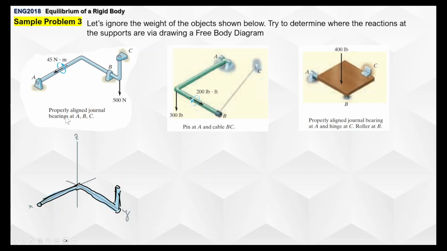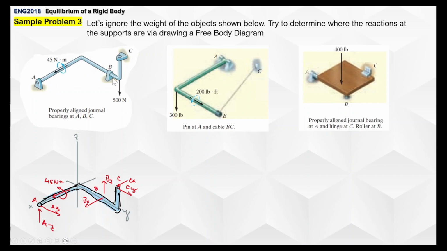So in this case, this is an aligned journal bearing. So this one is trying to prevent AZ and AX, basically. AZ and AY pala. So we assume them on the positive directions again. So AZ going up, AY going the positive axis, and then we reflect yung 45 Newton meter.